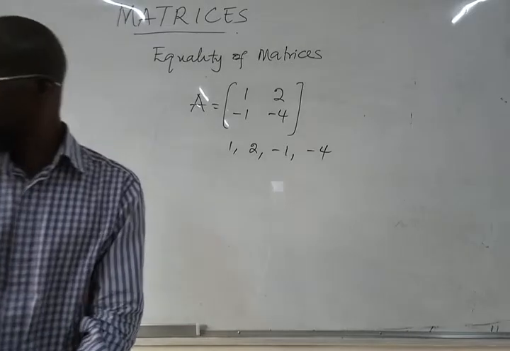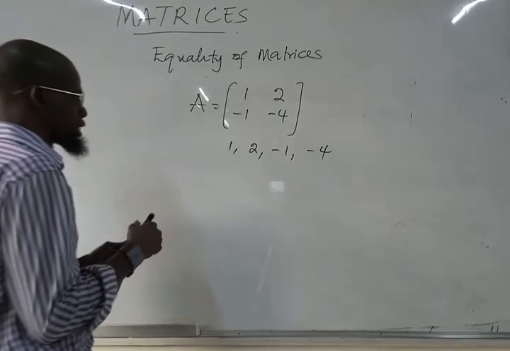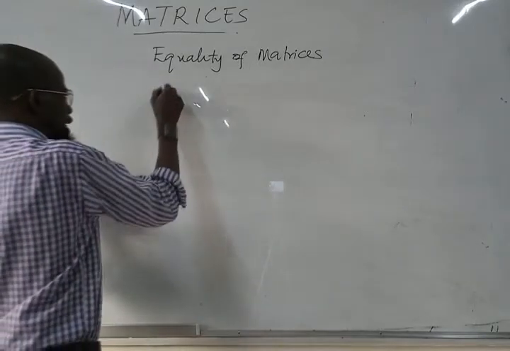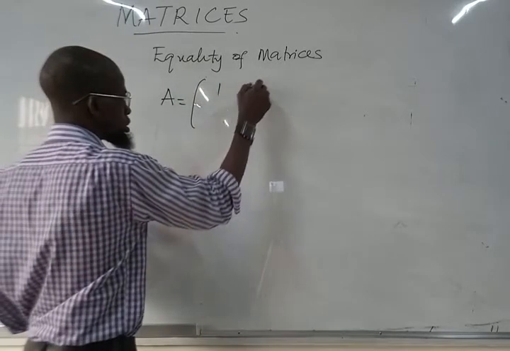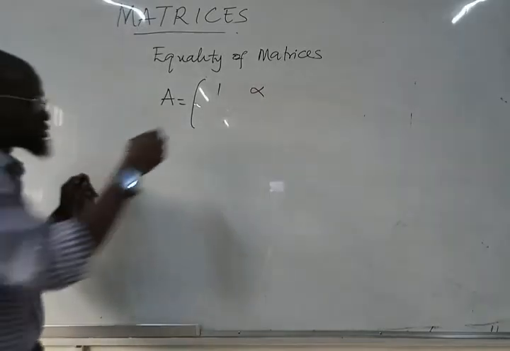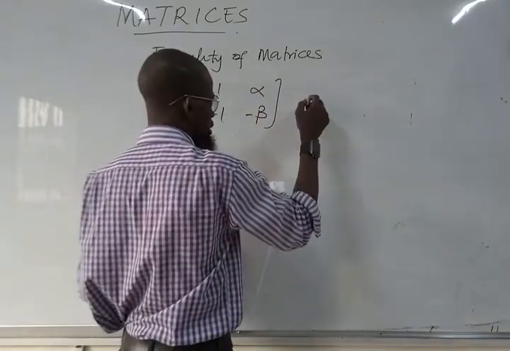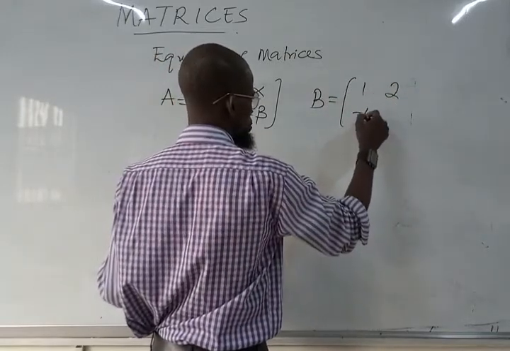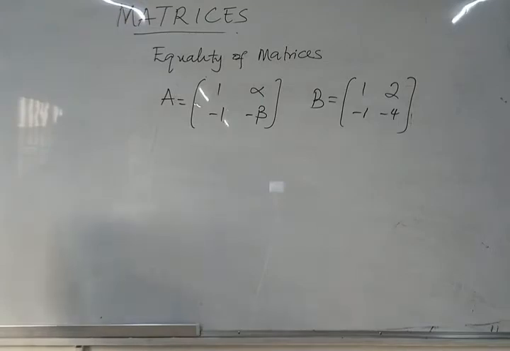For example, if the following two matrices are equal, supposing we have these two matrices, A, which is equal to 1, alpha, -1, minus beta, and another matrix B, which is equal to 1, 2, -1 and -4.